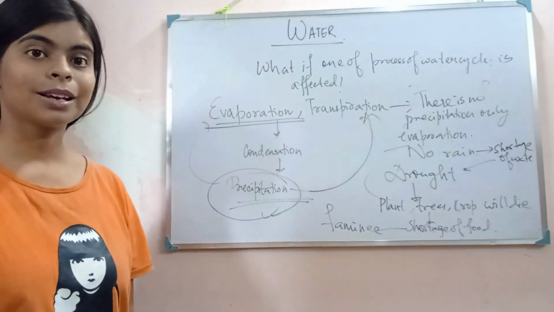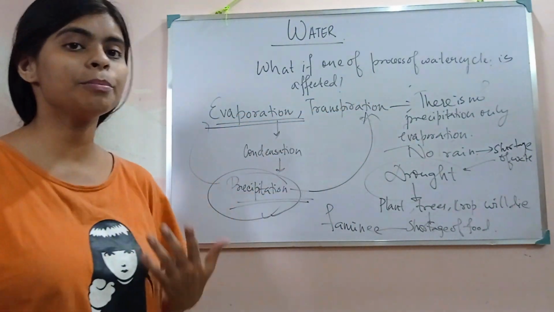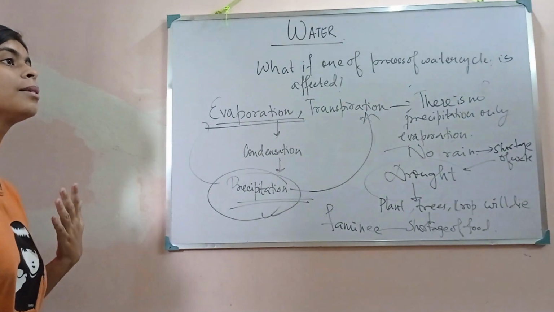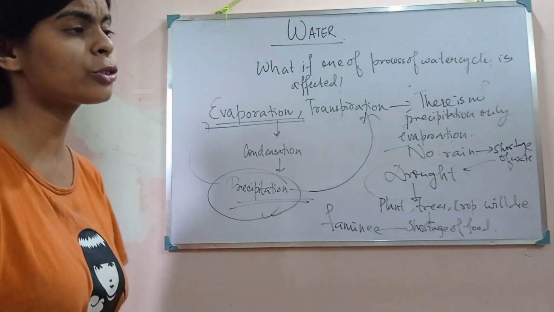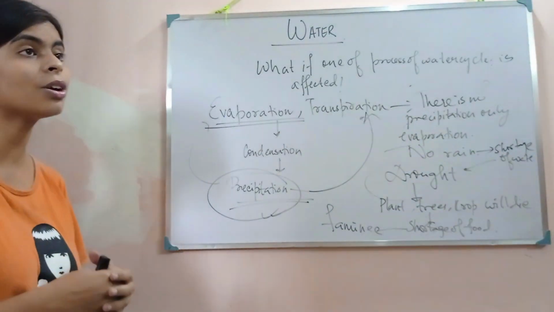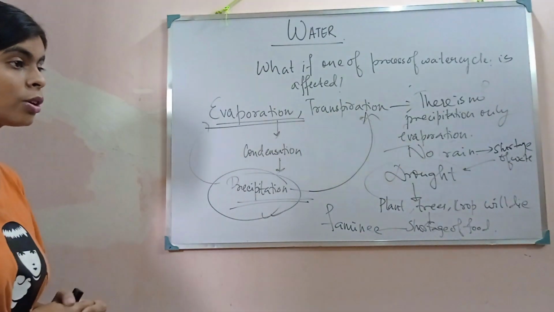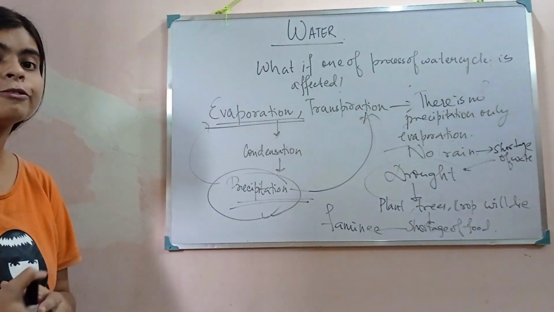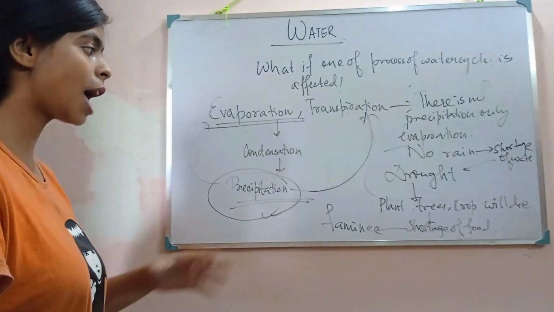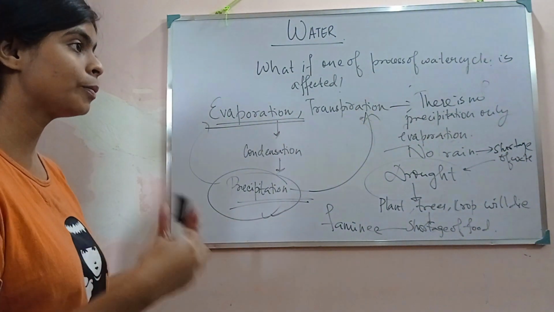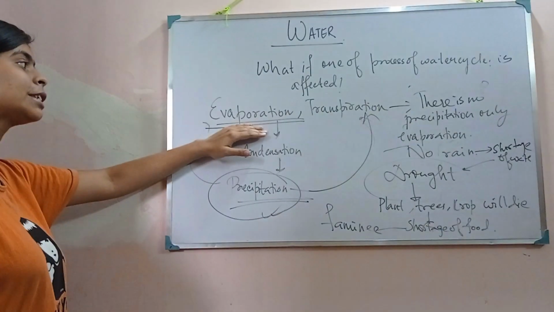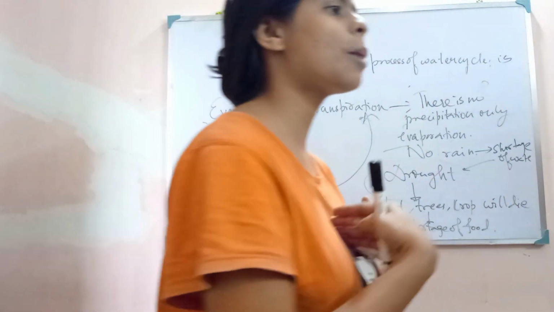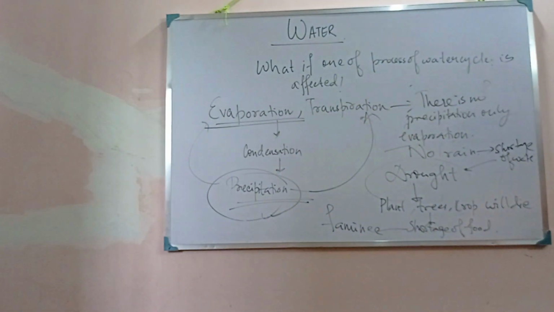So see how this water cycle is very important. It is not only important for maintaining the balance of nature, but also for the living organisms. It is also important for sustaining the life of living organisms. As you can see, if one of the processes gets absent or affected, who is the sufferer? We, the people, are the sufferer.